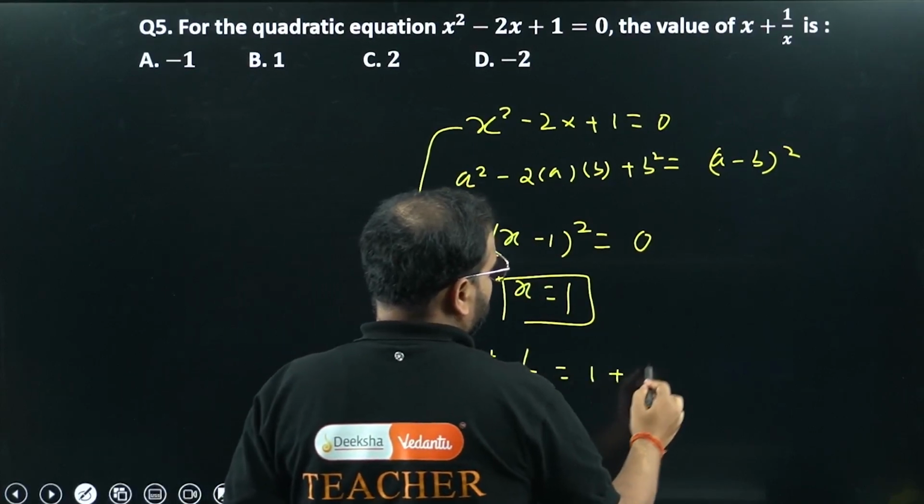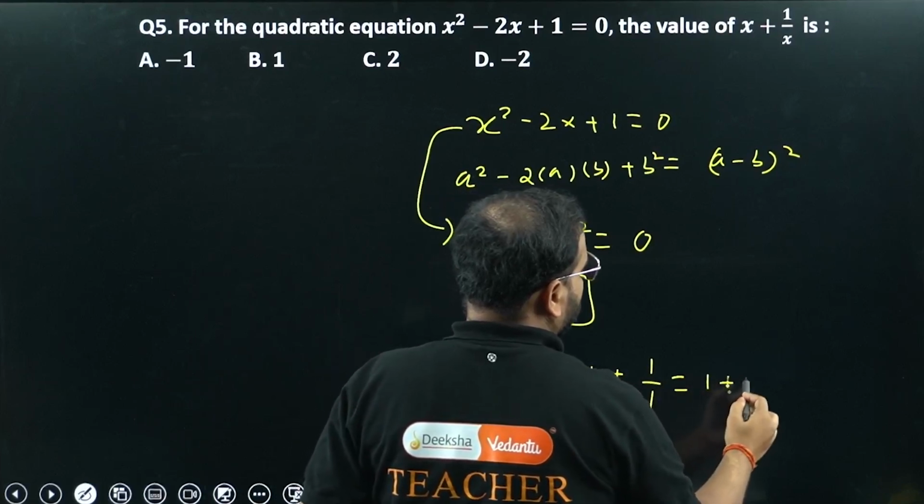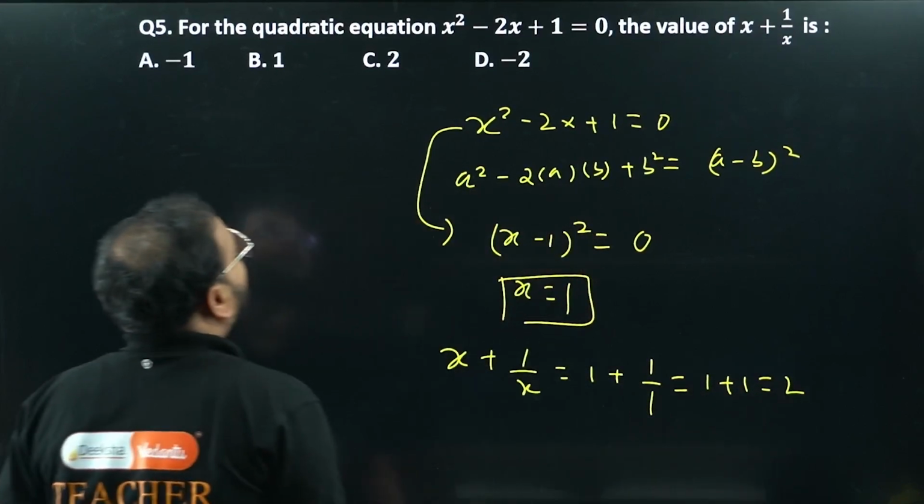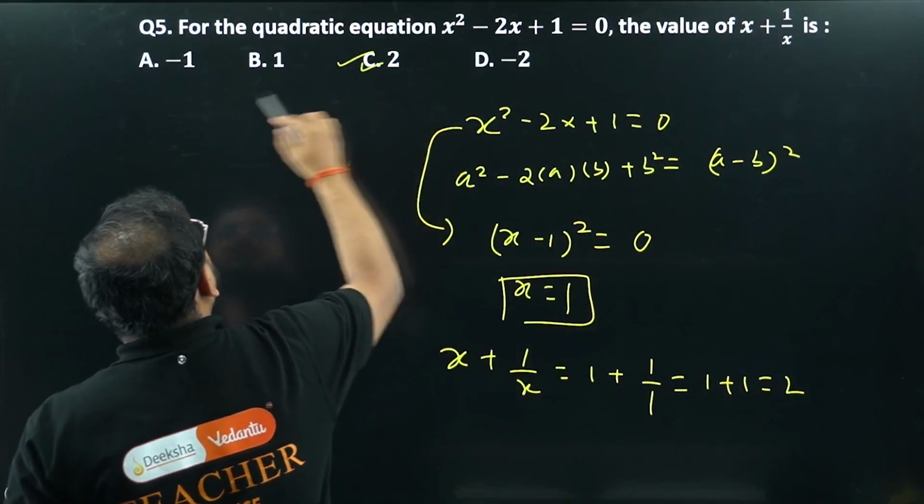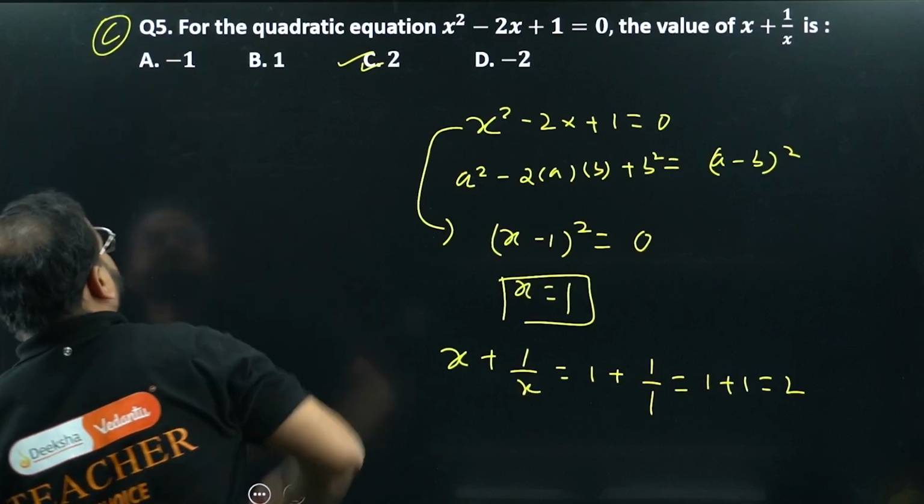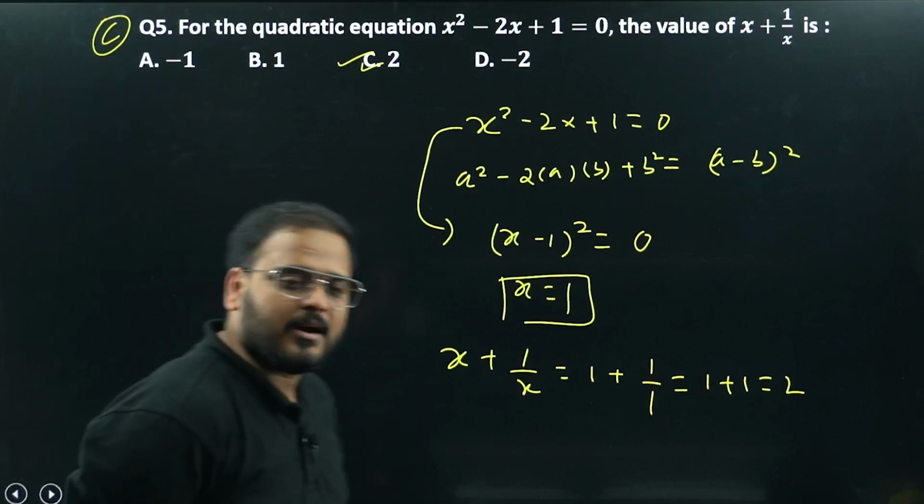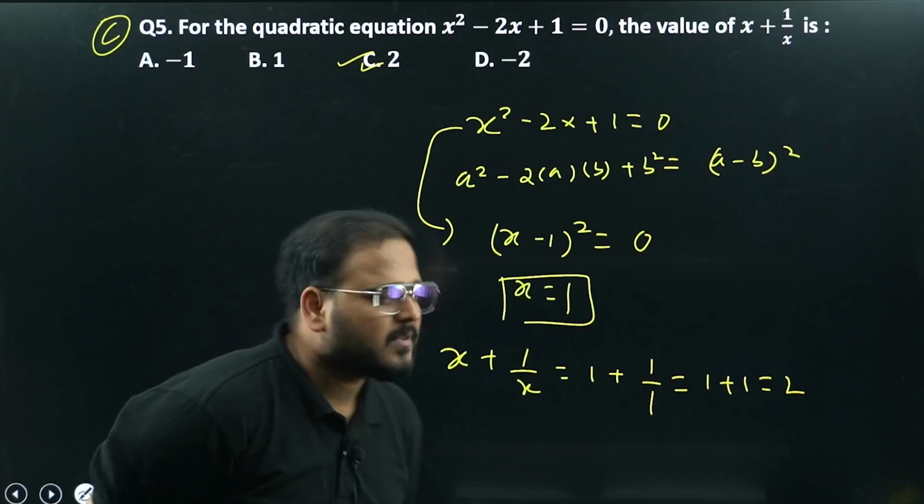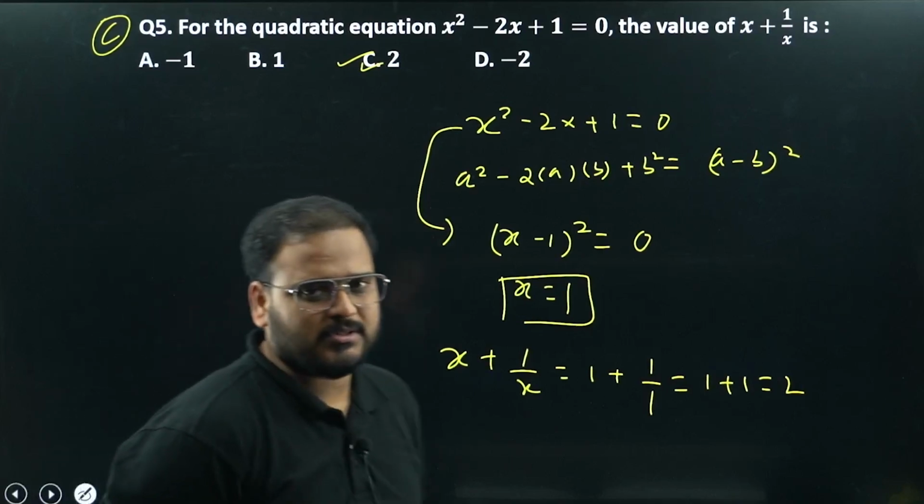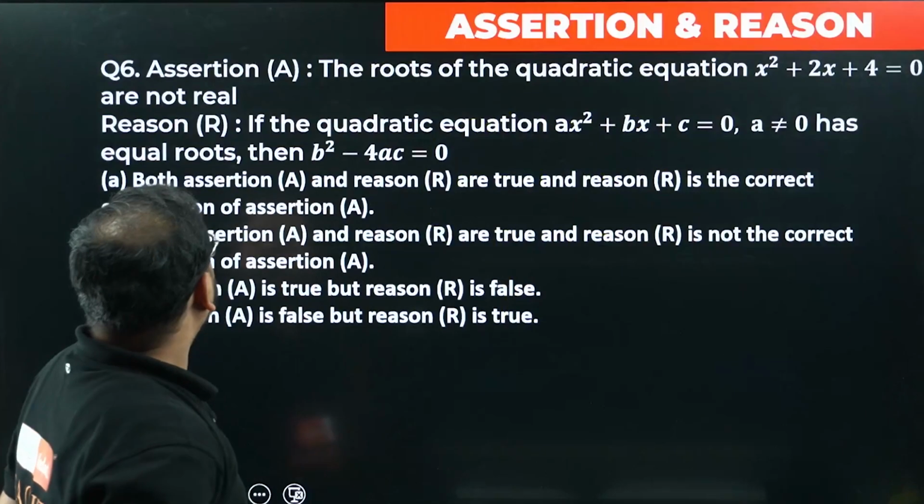So 1 plus 1 upon 1. How much is that? 2. So option number C is the correct answer. Got this also, right? I think I've done this question. Simple question.